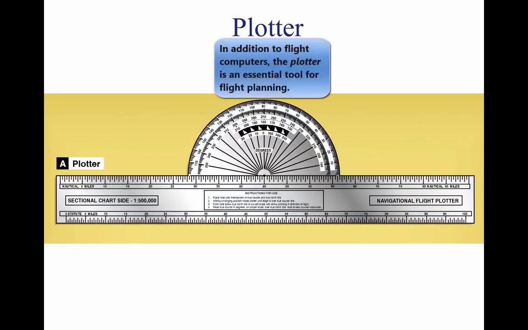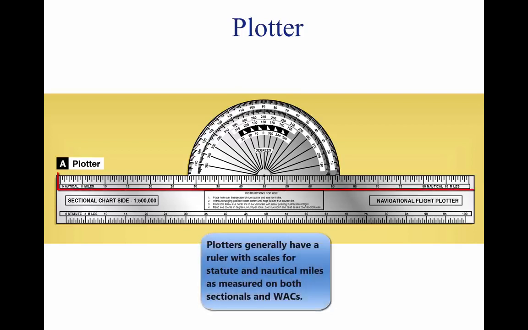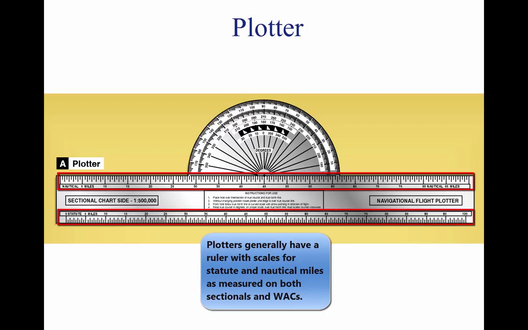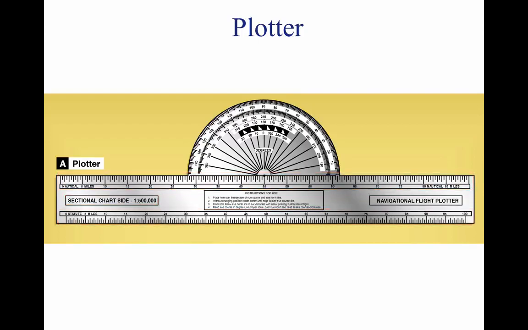Another aid in flight planning is a plotter, which is a protractor and ruler. The pilot can use this when determining true course and measuring distance. Most plotters have a ruler which measures in both nautical miles and statute miles, and has a scale for a sectional chart on one side and a world aeronautical chart on the other.